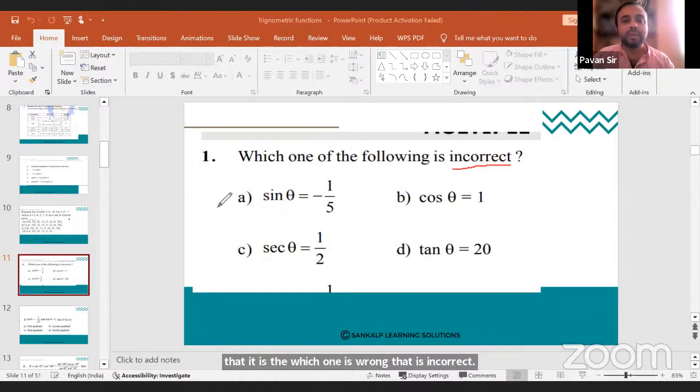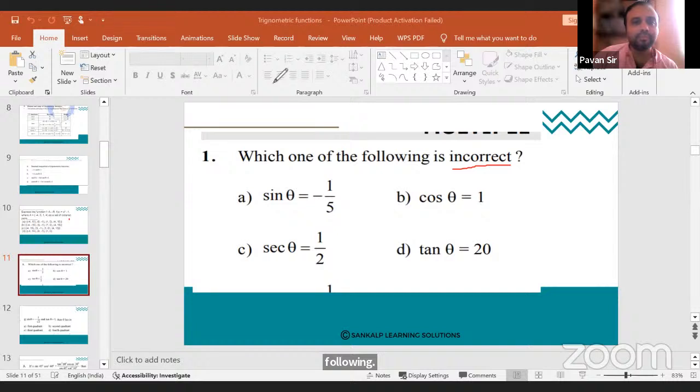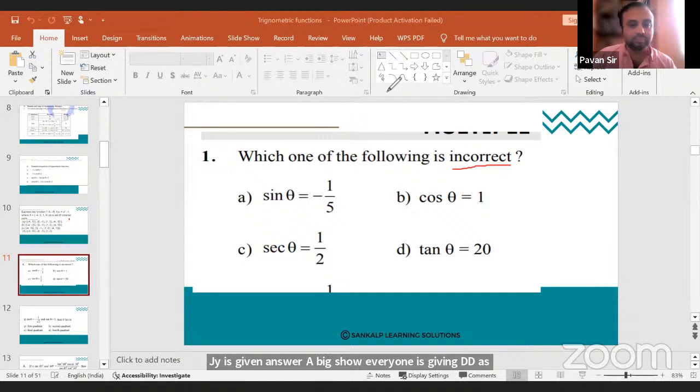The options are: sine theta is -1/5, cos theta is 1, sec theta is half, tan theta is 20. Which one is wrong? That is the incorrect statement among the following. Again, 5 seconds time. Jyoti has given the answer. Apeksha, everyone is giving D as the answer. Okay, D as the answer.